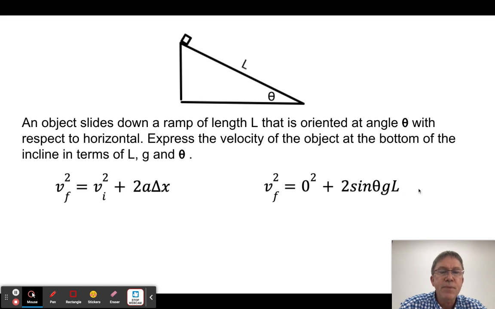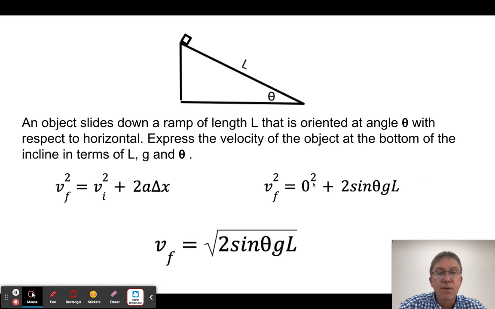Now, I want to rearrange this to solve for the final velocity. Since the initial term is 0, I'm going to get rid of that. I want to take the square root of both sides. And so what I get is the final velocity is going to equal the square root of 2 sine theta g L, or I could say the square root of 2g sine theta L, either way.